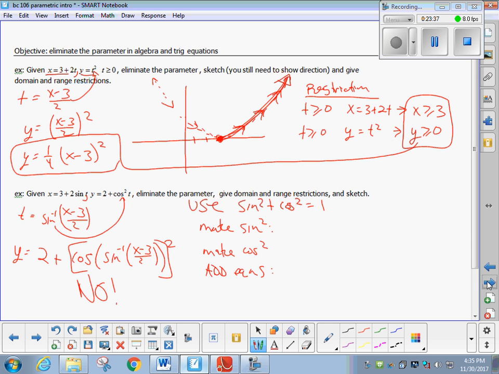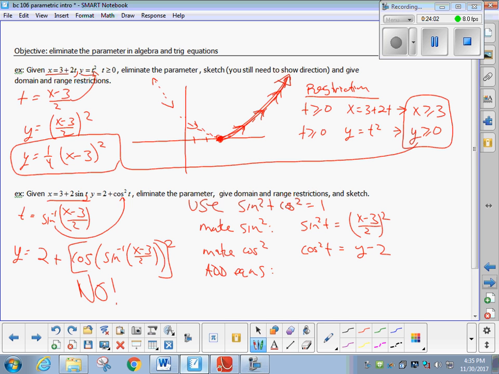Now if I were to make sine squared from this first equation, I would want to move the 3, divide by 2, and square. And I would get that sine squared is (x minus 3 over 2) all squared. The second equation already has a square. I just have to move the 2. So y cosine squared is y minus 2.